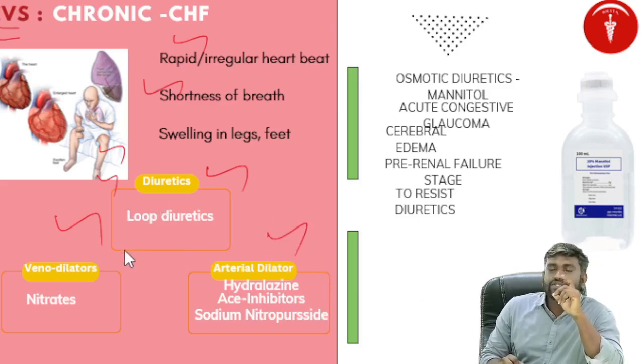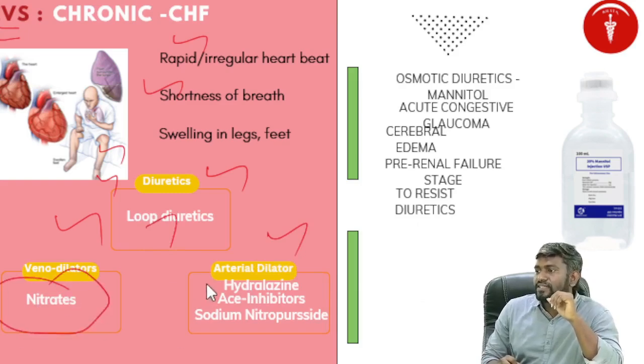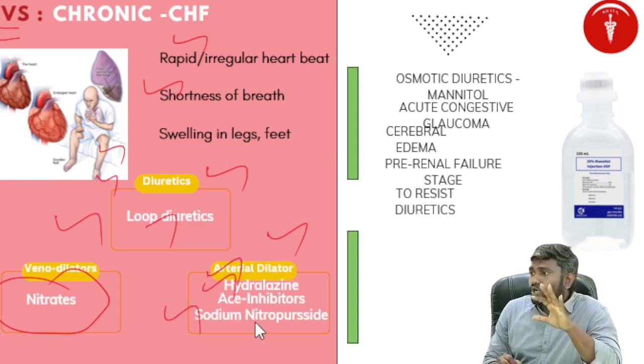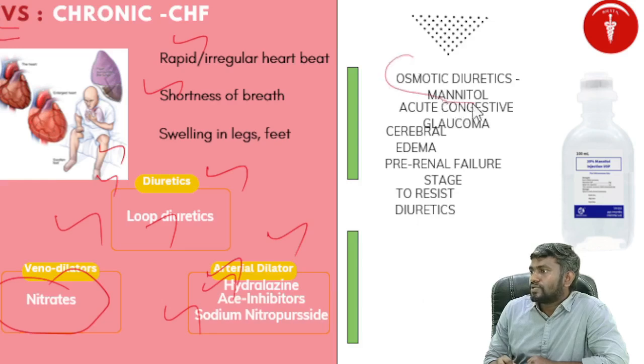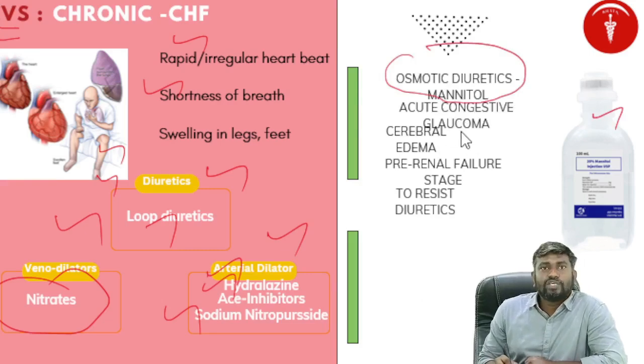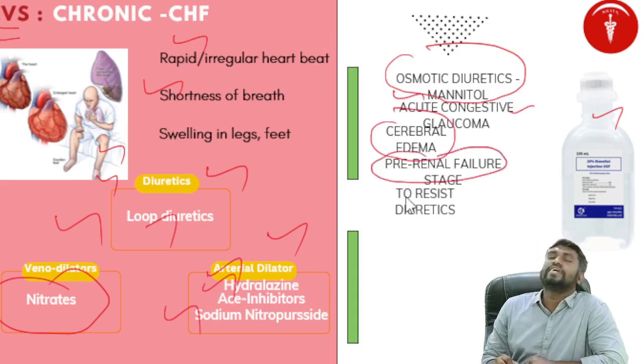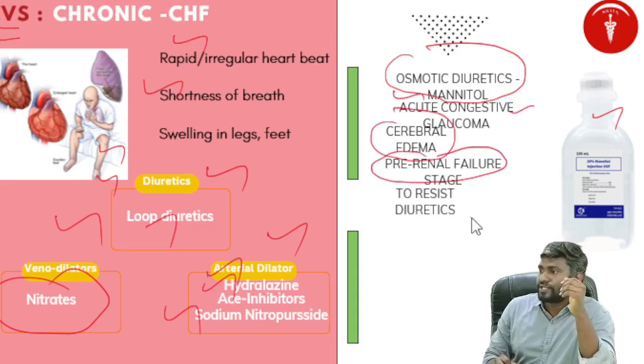In diuretics we are going to give loop diuretics. For venodilators we are going to give nitrates. In arterial dilators we are going to give hydralazine, ACE inhibitors or sodium nitroprusside. Another important drug we are going to talk about is mannitol. It is an osmotic diuretic. Now, where can mannitol be used, sir? It could be used in the case of acute congestive glaucoma, cerebral edema, or also in the pre-renal failure stage, and also to resist the diuretics.